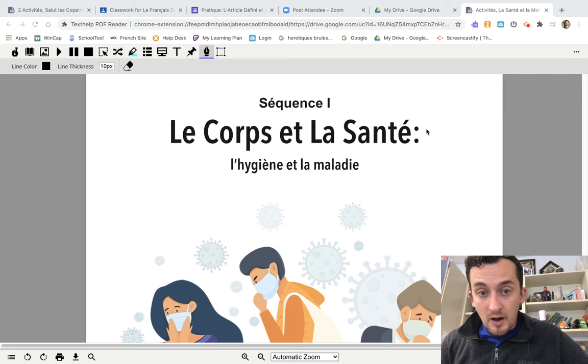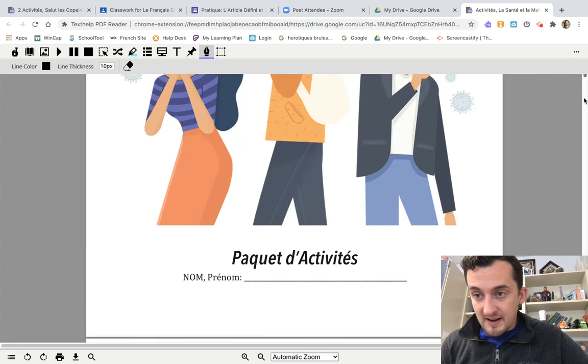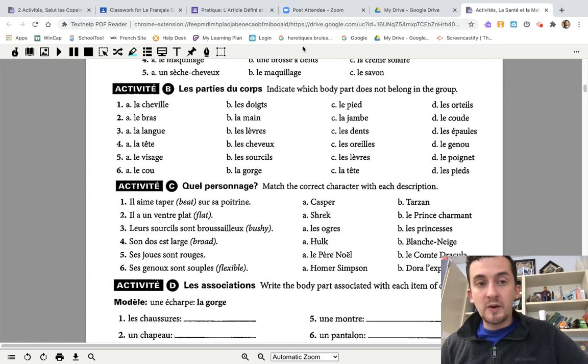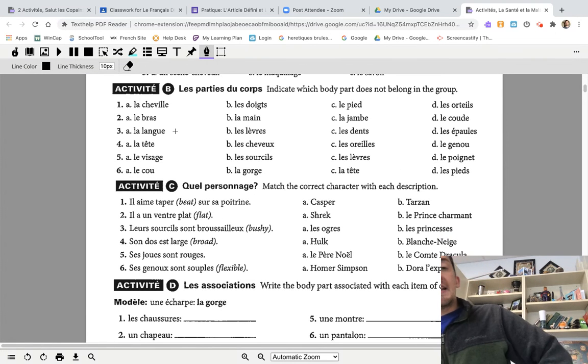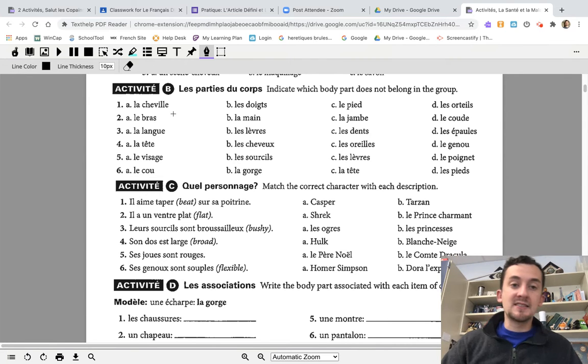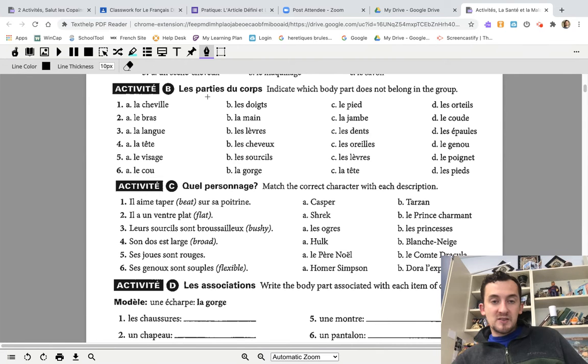Okay, so we're going to go over the activities that you'll do in addition to the ones I gave you. So I'm going to go over real quick, if you do not remember from in class, activity B. We're skipping A because it's listening, and you'll do it in class. So you have les parties du corps, the parts of the body, indicate the body part that doesn't belong. You've got la cheville, les doigts, le pied, and les orteils. Les orteils is toes, although yes, you could also say les doigts, le pied. So we're going to say les doigts, the fingers, do not belong.